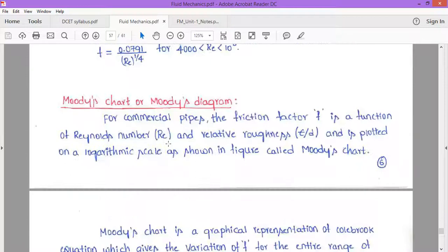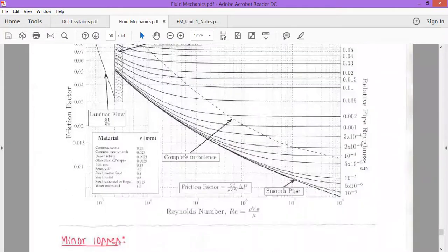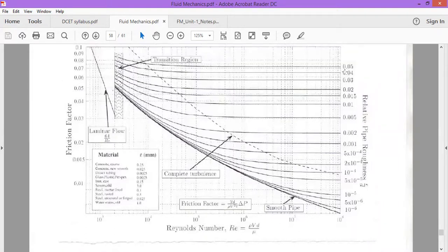Okay, let us discuss different types of losses. This is the Moody's plot. So here we have the values of friction factor, and here we have the relative roughness of the pipe.